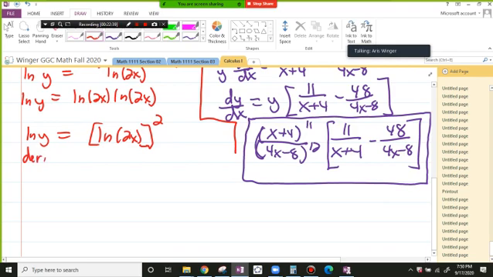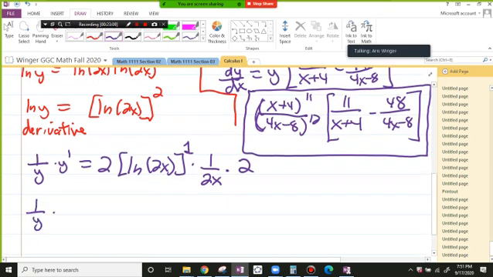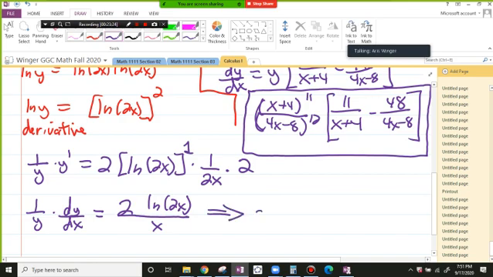We'll take a derivative now. The derivative of the natural log of y is 1 over y times y prime. The derivative of the natural log of 2x to the second is 2 times the natural log of 2x to the first times the derivative of the natural log of 2x, which is 1 over 2x, times the derivative of 2x, which is 2. I couldn't help but write y prime. 1 over y times dy dx is equal to 2 ln of 2x all over x. But these 2's cancel. And finally, or semi-finally, dy dx is equal to y times 2 ln 2x over x.